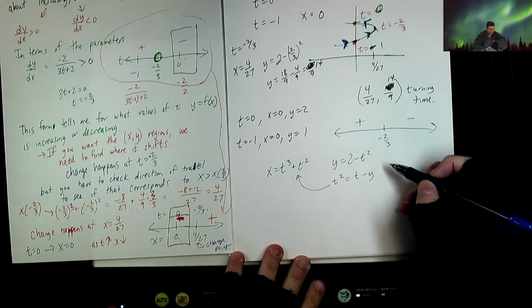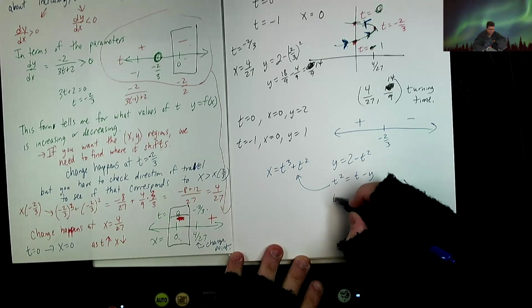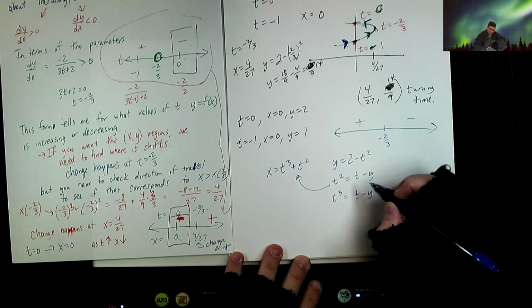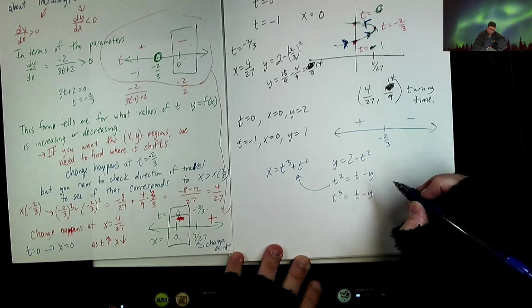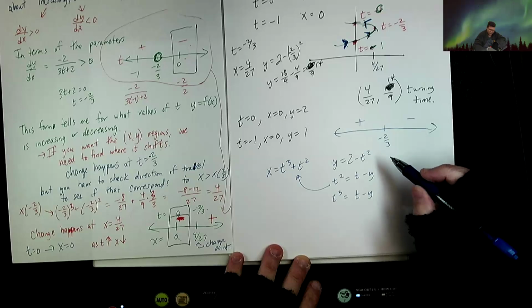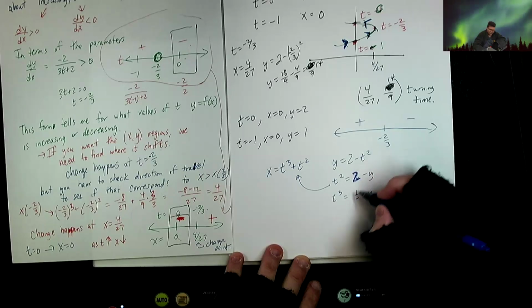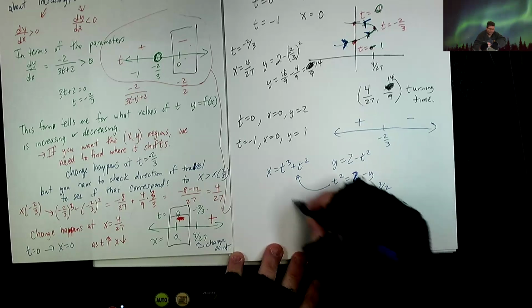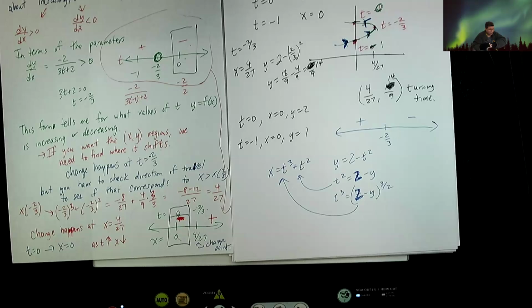That gets plugged in there. t cubed would be 2 minus y to the 3 halves. I would plug that in there and try to grab it. If I wanted to do that, I'd probably solve for y, and I don't know that that's easy to do. We've got 10 minutes left.